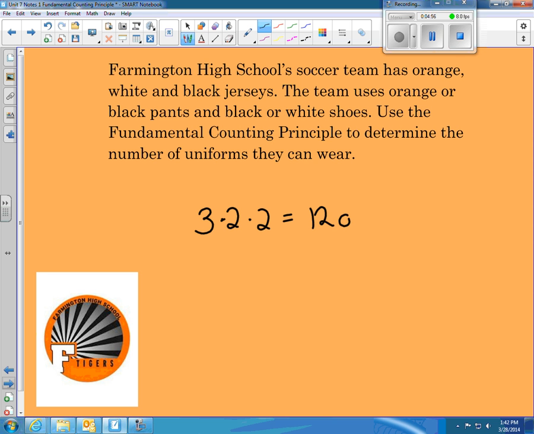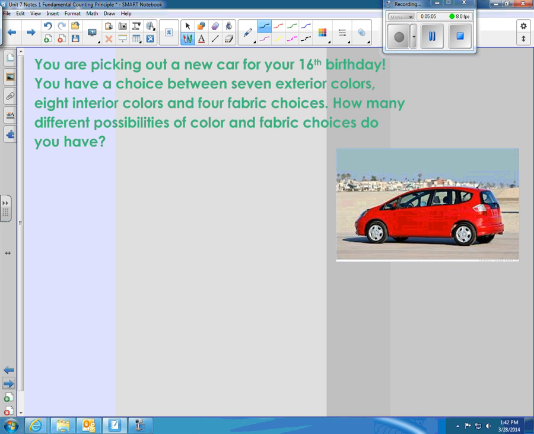So we get a total of 12 outfits for the soccer team. Okay, let's go ahead and take a look at our next problem.